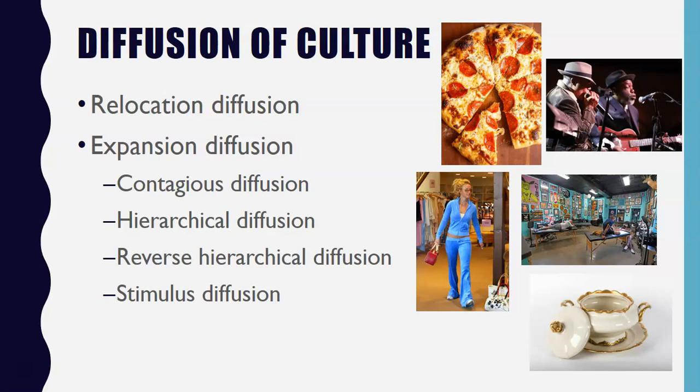One main type of diffusion is relocation diffusion, the spread of a cultural trait by people who migrate and carry their cultural traits with them. A small-scale example is the spread of pizza, which Italian immigrants brought to the United States in the late 19th century. A larger-scale example is the spread of European culture around the world starting in the 1500s.